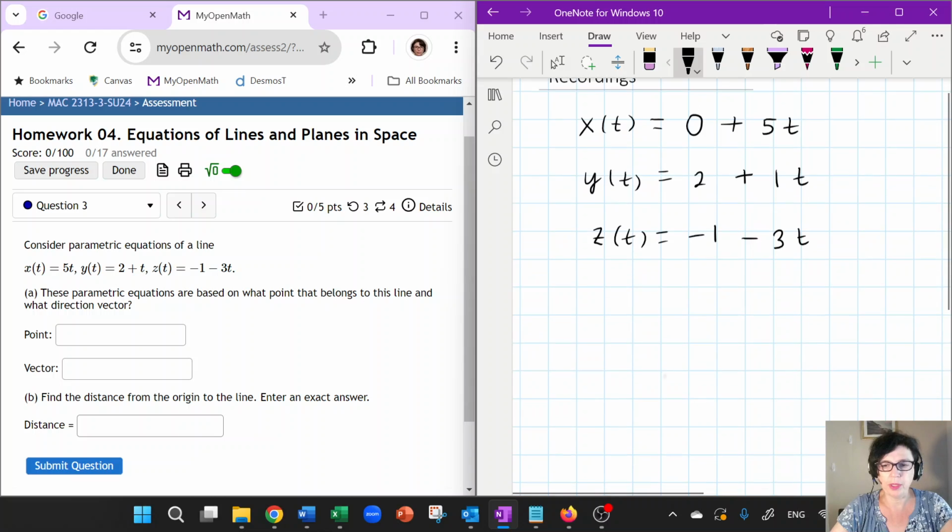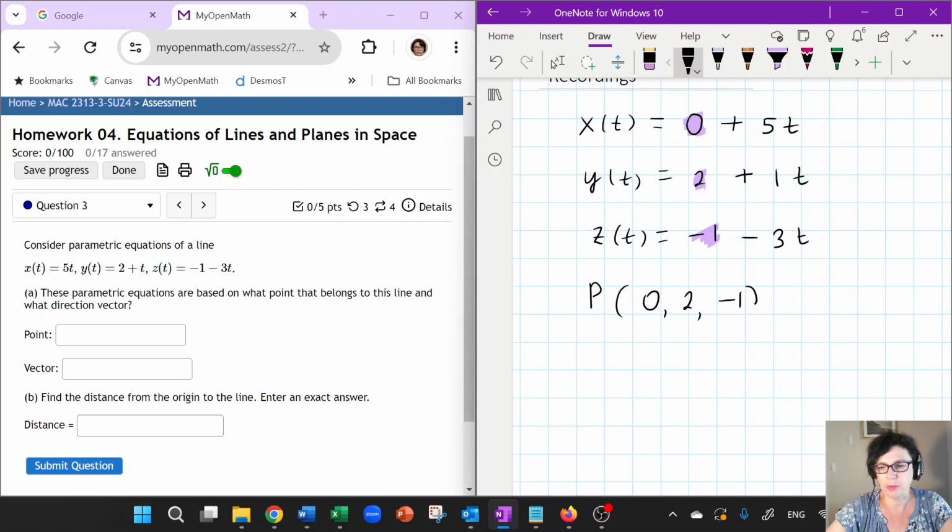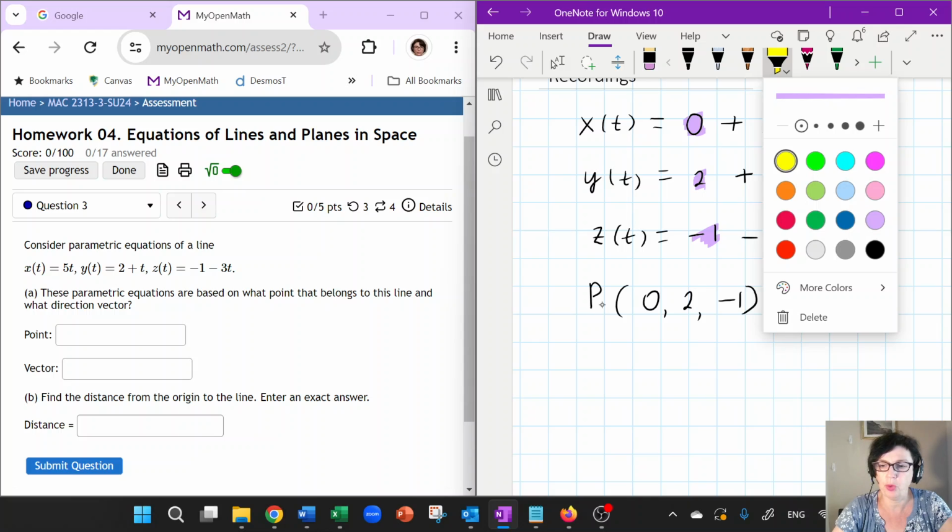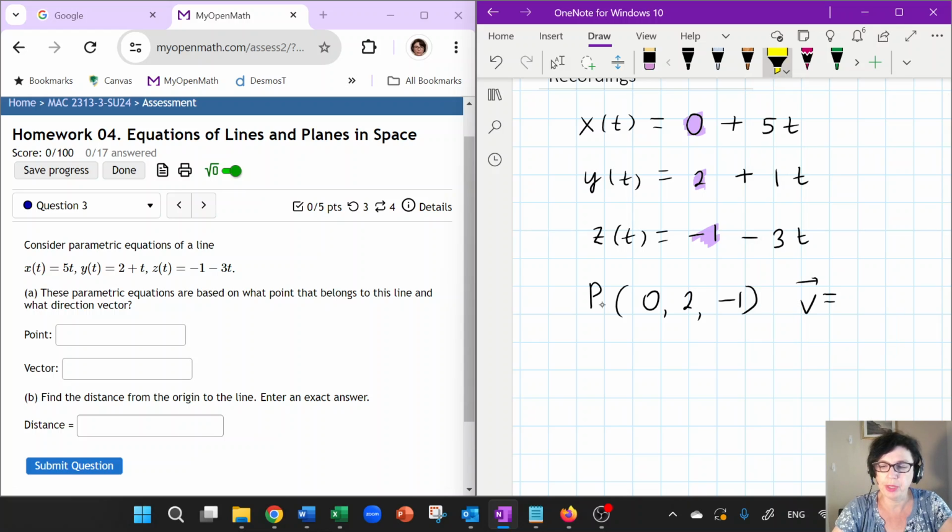Okay, so what is a point that these equations are based on? So the point is going to be this one. So the numbers without the t, that's the point. So let's call this point P. So the coordinates are 0, 2, -1. And then to find the vector that gives direction of this line, you look at the coefficients of t. So those are going to be, and of course, including the sign, +5, +1, -3.